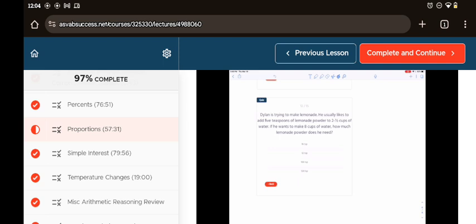So number 12, Dylan is trying to make lemonade. He usually likes to add 5 teaspoons of lemonade powder to 2.5 cups of water. If he wants to make 8 cups of water, how much lemonade powder does he need? So 5 teaspoons for every 2.5 cups. We don't know how many teaspoons he needs for the next scenario, but we do know he wants to make 8 cups. This, we're going to turn it into a decimal.